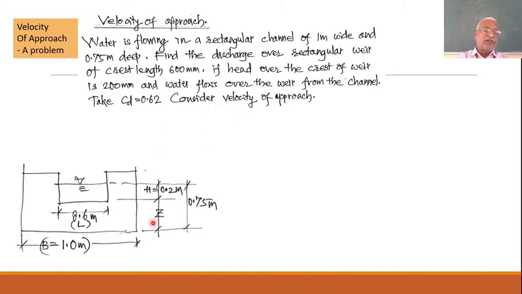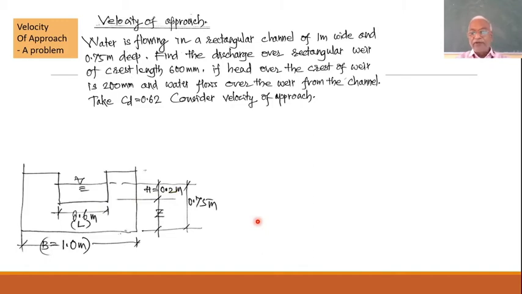Here they have not mentioned Z, the height of the crust. Because of that I can say that whatever 0.75 meter is given, it is the full depth. Otherwise the channel height may be different, the height of the water may be different. So whatever data is there, you have to depict it in the form of a sketch, then things will be more clear.